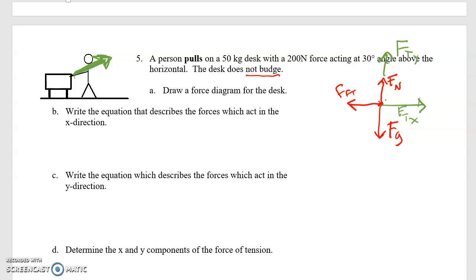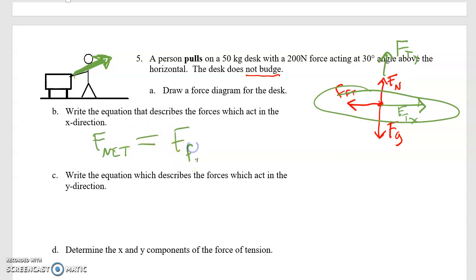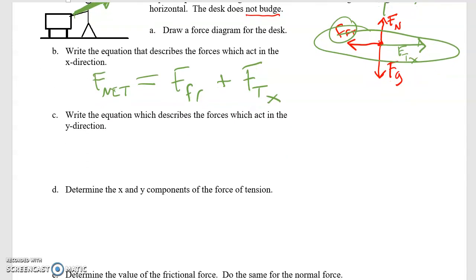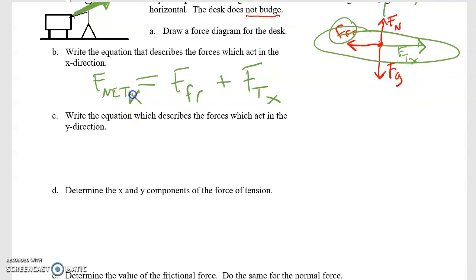Why do we care about that? Well, because it lets us do B, C, and D. So B says write an equation that describes the forces which act in the x direction. So those are going to be these. Here we're going to have the net forces, which is all of them, equals all the forces added up. It's going to be the frictional force, which is here, plus force of tension in the x direction. All right, there's your equation for the x, and these are forces in the x direction.